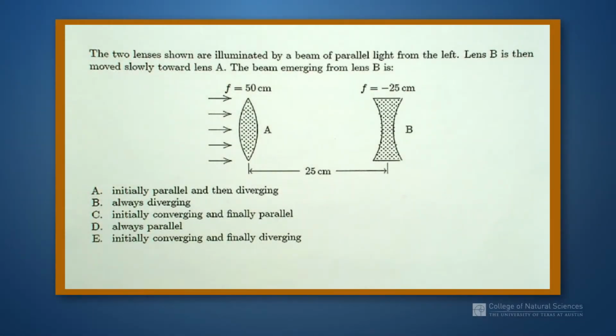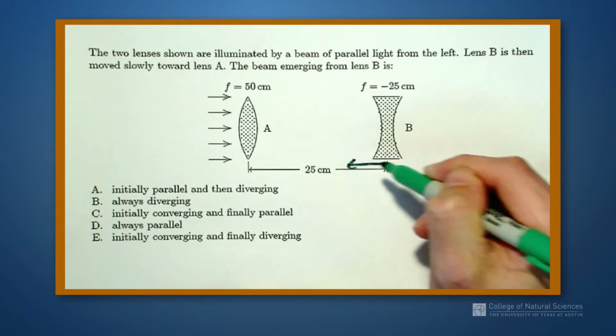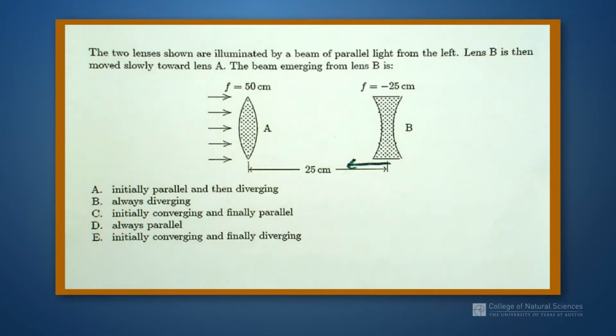So this problem, I don't think is too bad, but the very last sentence, what they're asking for, actually causes us to have to do a little bit of work. So let's read this question together. It says that two lenses shown are illuminated by a beam of parallel light from the left. Lens B is then moved slowly towards lens A. So lens B is going to be moved slowly towards lens A. And we want to know what happens to the beam emerging from lens B.